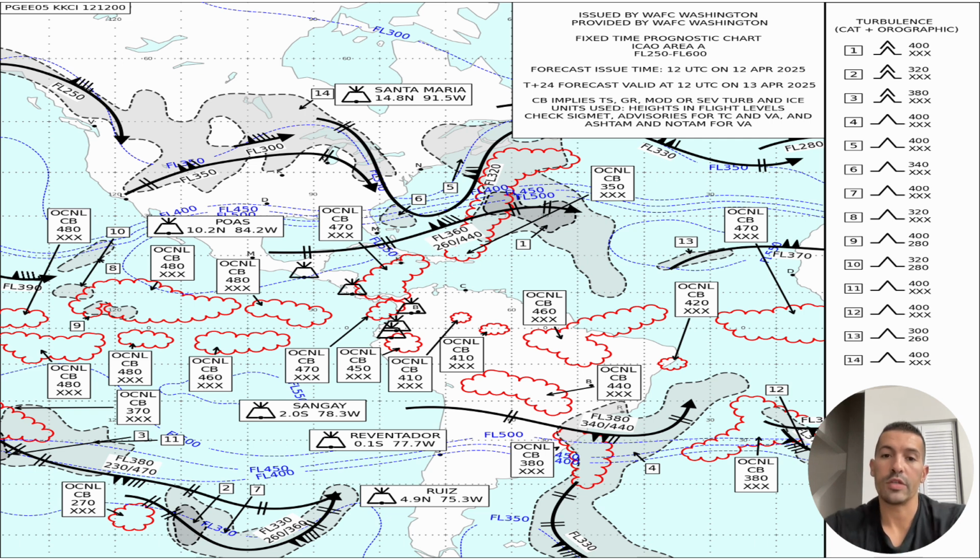CB implies the risks of severe turbulence, icing, and in some cases, hail. And these cells can obviously be hazardous for en route operations and should be avoided.